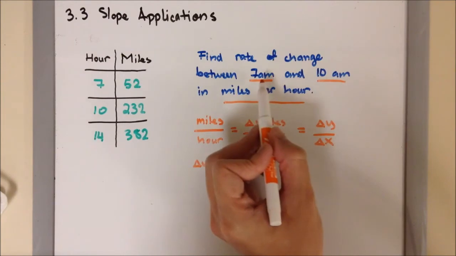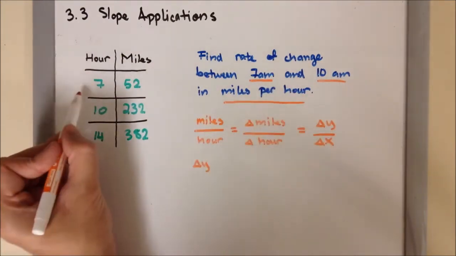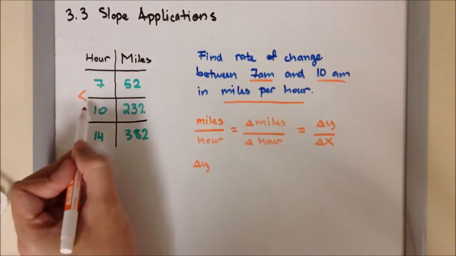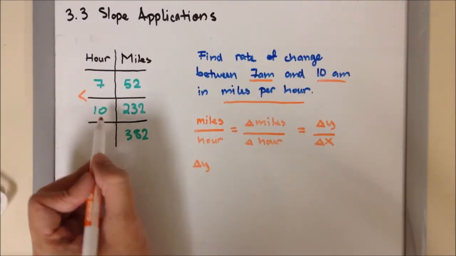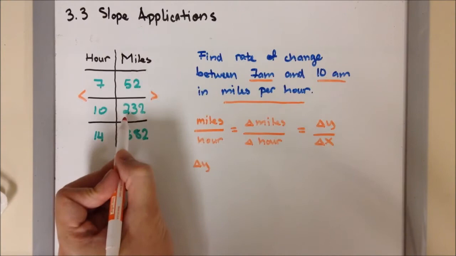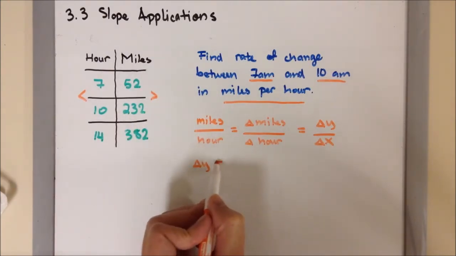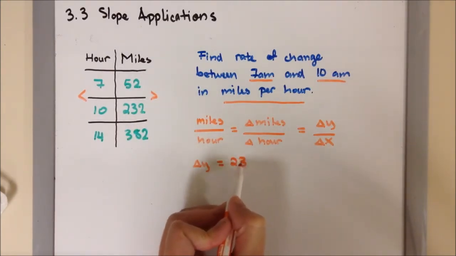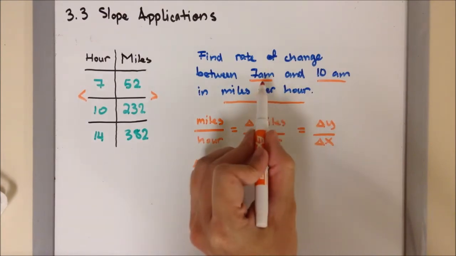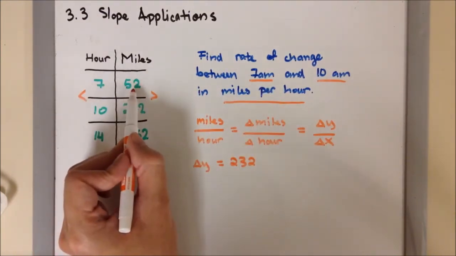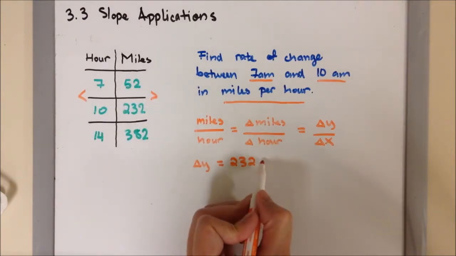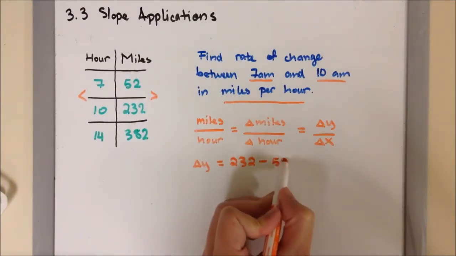According to our time, it asks you 7 a.m. and 10 a.m. So we're going to use the latest first, so 10 a.m. With my 10 a.m., the change in miles is 232. So I'm going to write 232 first. And then my 7 a.m. will come second. So with the 7, 52 miles, that's going to come second. So I'm going to minus 52.